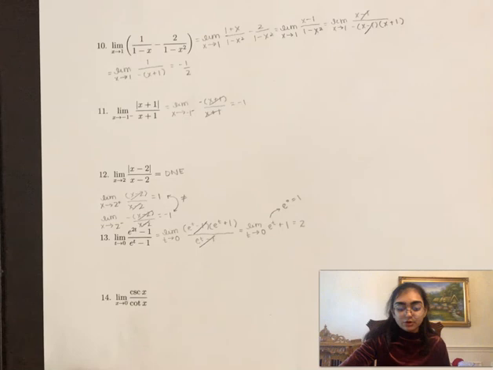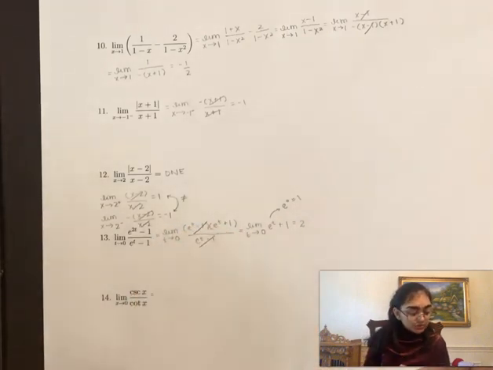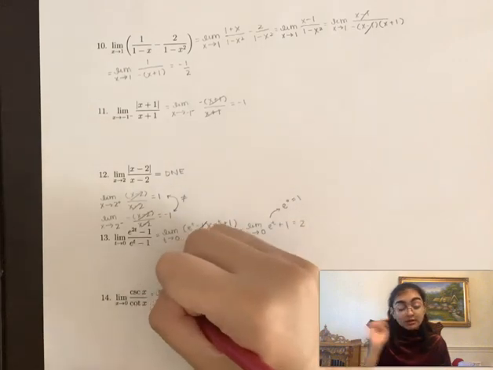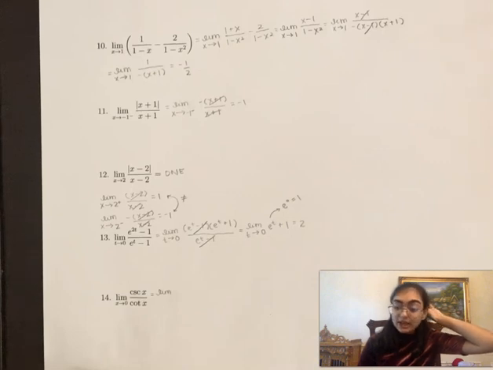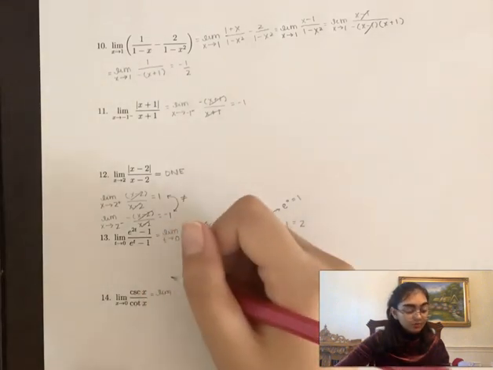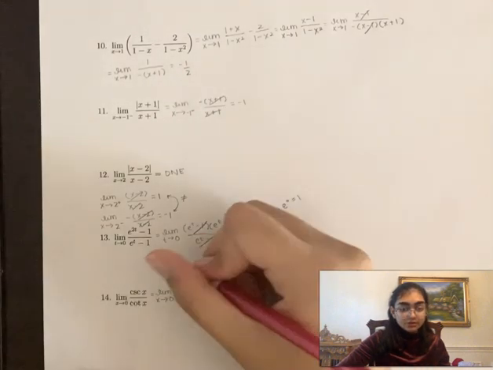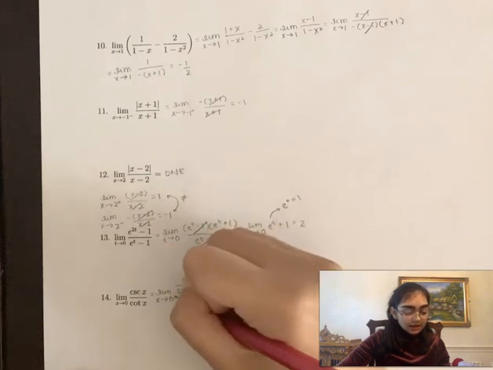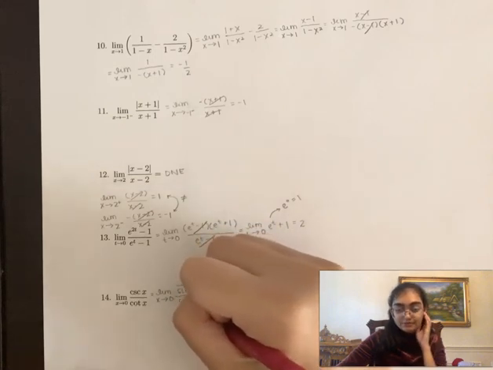So moving on to number 14, here we're going to have to remember our trig rules because we're going to try and change cosecant and cotangent into sine and cosine. So cosecant is equal to 1 over sine x, and cotangent is equal to cosine x over sine x. So cosecant x over cotangent x is going to be equal to 1 over sine x over cosine x over sine x. So it's going to look like that.